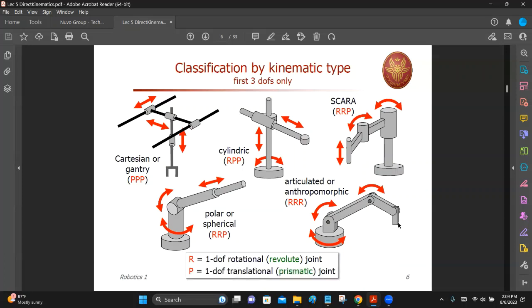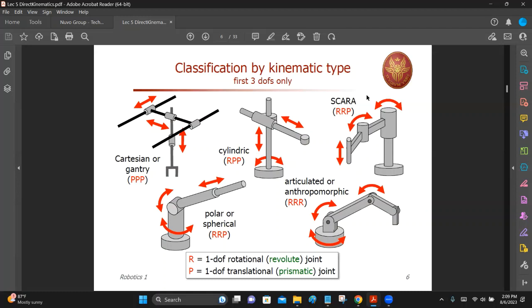Okay, now you can see some of the typical designs for manipulators. You have seen these things earlier also, but this is more descriptive. You can see linear motion along this direction and linear motion lateral to that, and also up and down motion. This is PPP, prismatic, Cartesian or gantry type manipulators, right? And the second one over here is a cylindrical because it has a rotary joint at the base and then 2 linear motions. It is RPP.